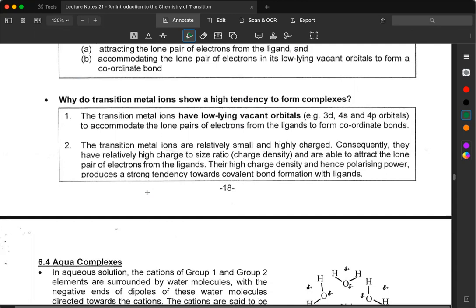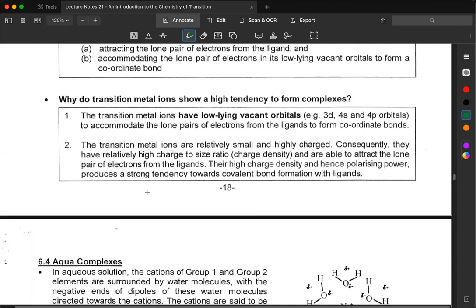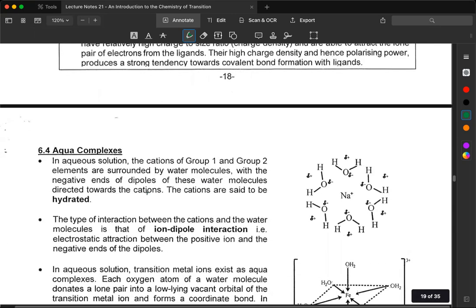The high charge density, which means high polarizing power, produces a strong tendency towards covalent bond formation. Normally, metals don't really form covalent bonds, right? But because of strong polarizing power, it can form covalent bonds with the nonmetals.